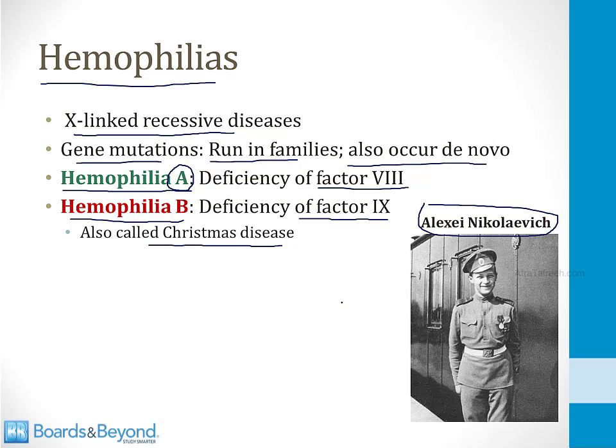But the fact that the royal family was using this mystical healer was one of the factors that led the people to lose faith in the Tsar and the Russian monarchy. So when you look at a map of the globe and you see the Soviet Union, you can remember that hemophilias played some small role in leading to the collapse of the Russian monarchy and the Russian Revolution and the establishment of the Soviet Union.